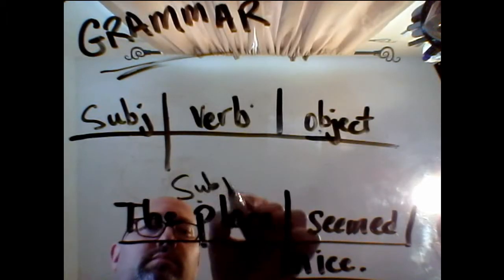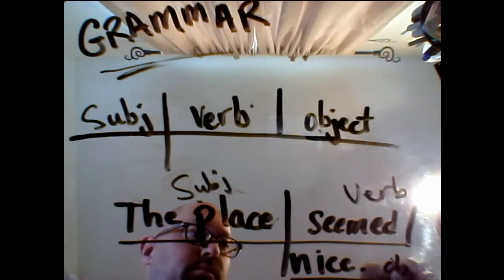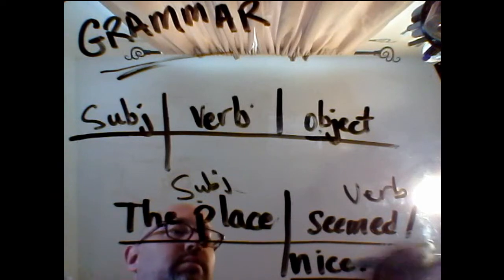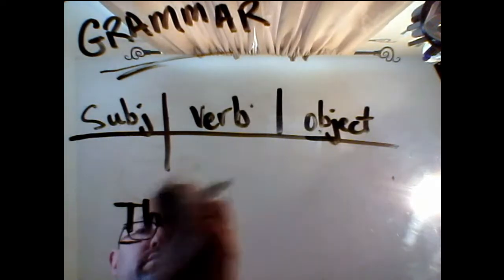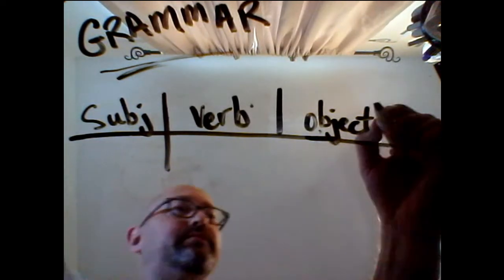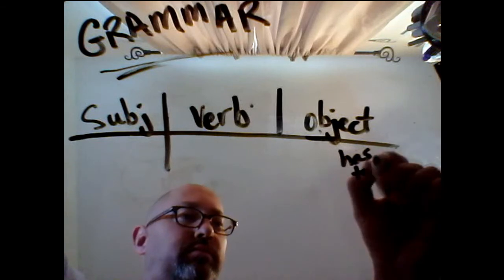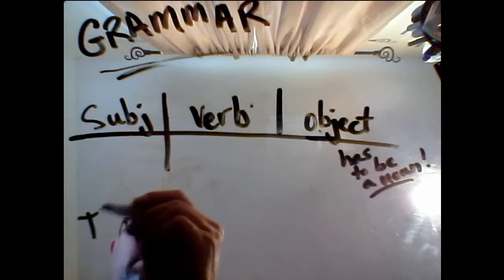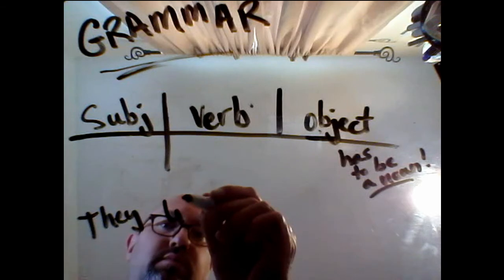Okay, the place seemed nice. The place, of course, is our subject. Seemed is our verb, and nice. Well, is nice our object? Let's take a look at nice. Nice is not a noun, so it can't be an object. The verb seem is what changes that situation. So here's a little note. An object has to be a noun.